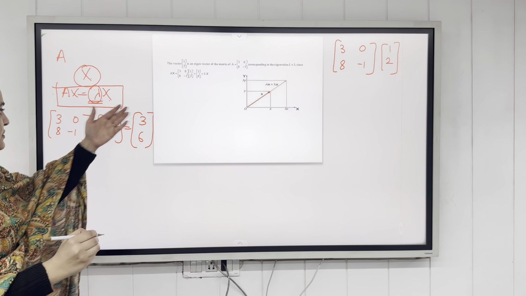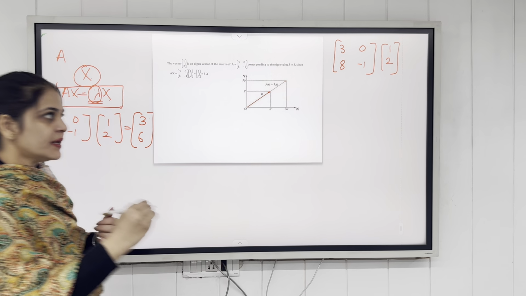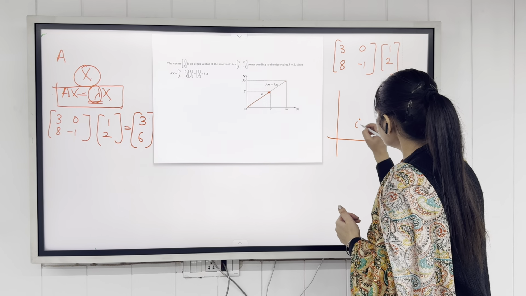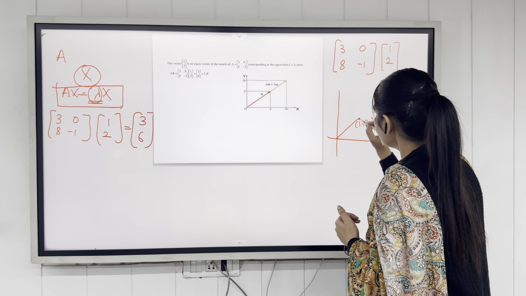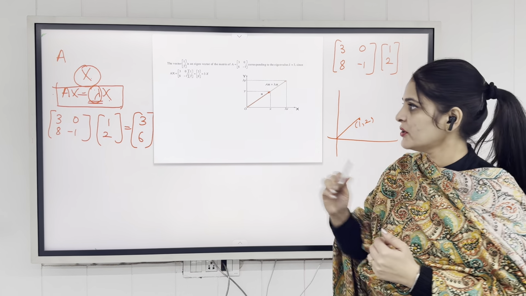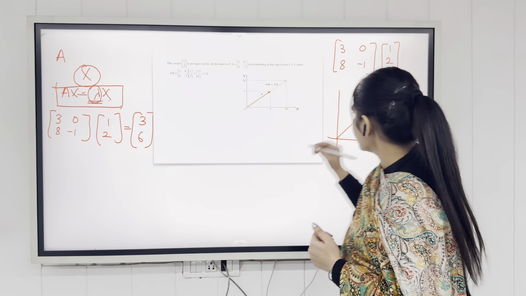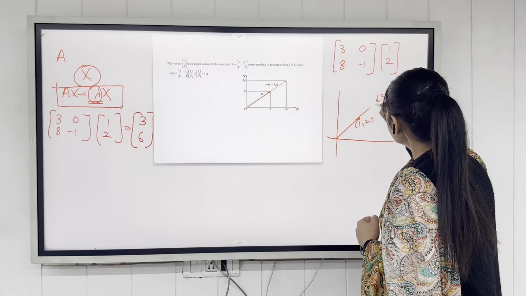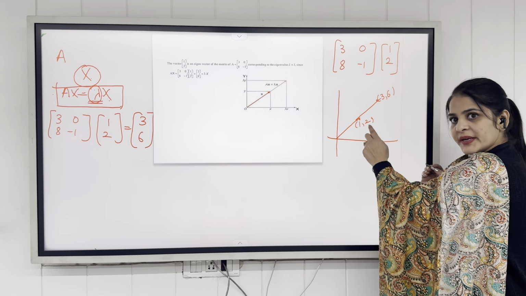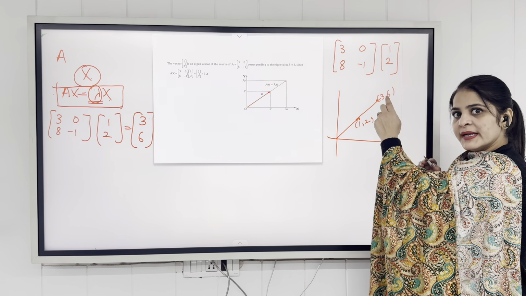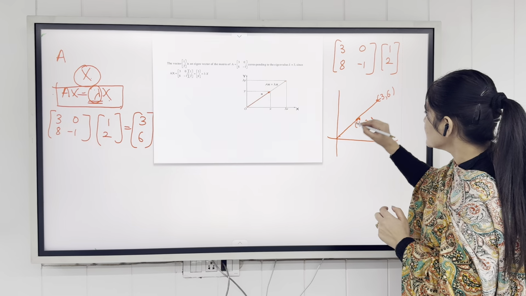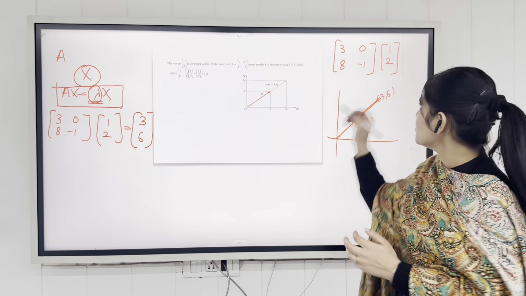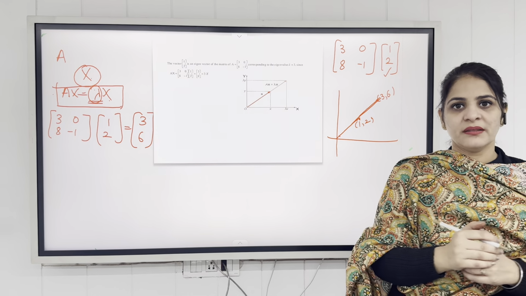If we plot it on the graph, the vector 1 and 2 will be somewhere here. Once it is multiplied, we get 3 and 6, which will be here. Now we can easily observe the vector is scaled up, but the direction is unchanged. It is in the same direction. Because the direction is unchanged, 1 and 2 is an eigenvector of this matrix.